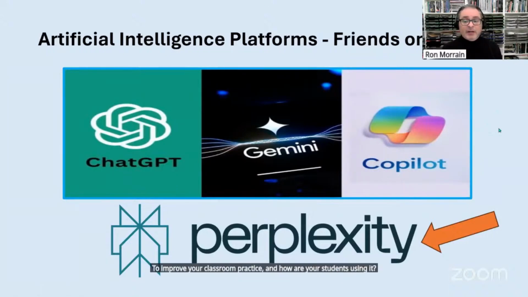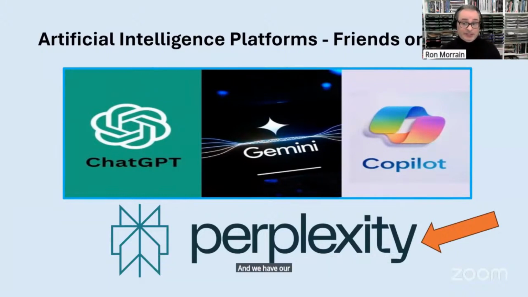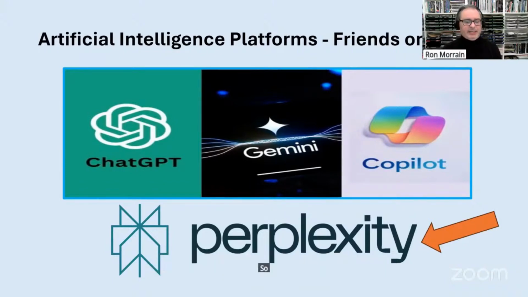I want to say here that it is important to say that we're biased when it comes to artificial intelligence. When we start playing around, we have our favorites, we have some that we don't like. I started with ChatGPT, then started using Gemini, used Copilot a lot. I really loved Copilot, all the functions. That has changed. So I'm at Perplexity now. I love it. It's just so useful. Had to learn how to work with that platform.